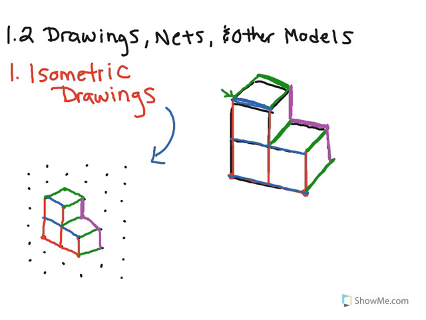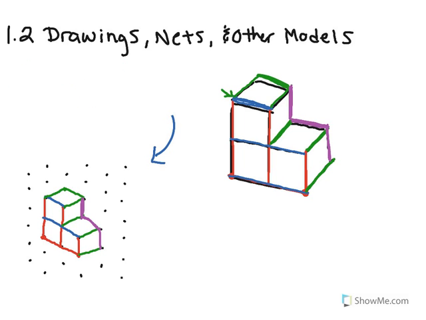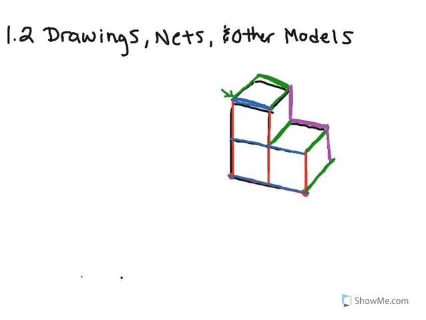And this might look easy because I've done this a million times, but take your time and keep your patience with you. Now another kind of drawing that we have, I'm going to erase this. Another kind of drawing that we have is called an orthographic drawing. And orthographic drawings are another kind of model for 3D figures.